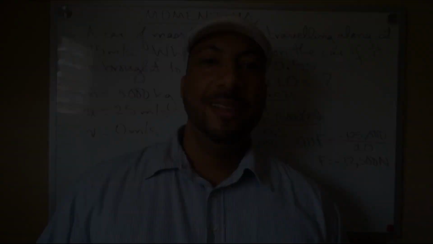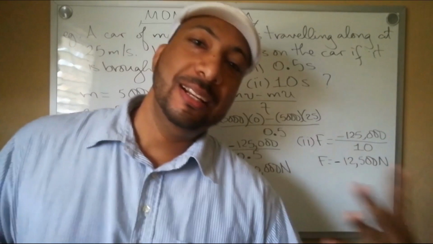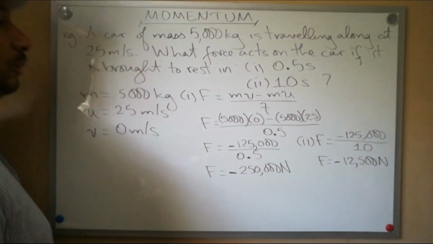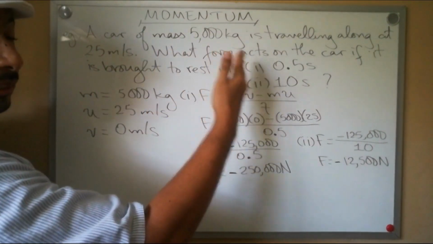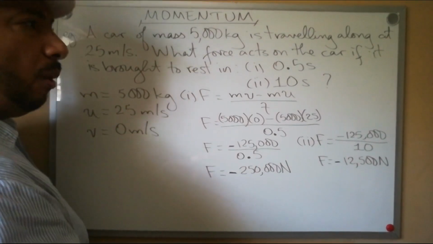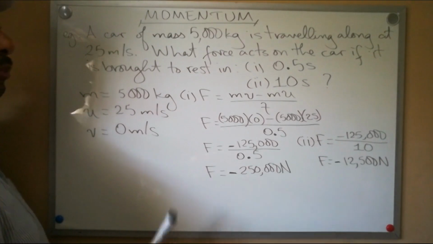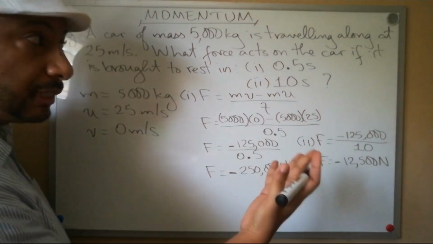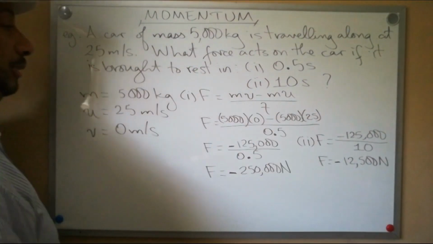Now, let's go to an example with Mr. Physics on the board. Thank you, Mr. Physics. Alright, let's do this last example here. So let's say we have a car of mass 5,000 kilograms that is traveling along at 25 meters per second. What force would act on the car if it is brought to rest in half a second and 10 seconds?